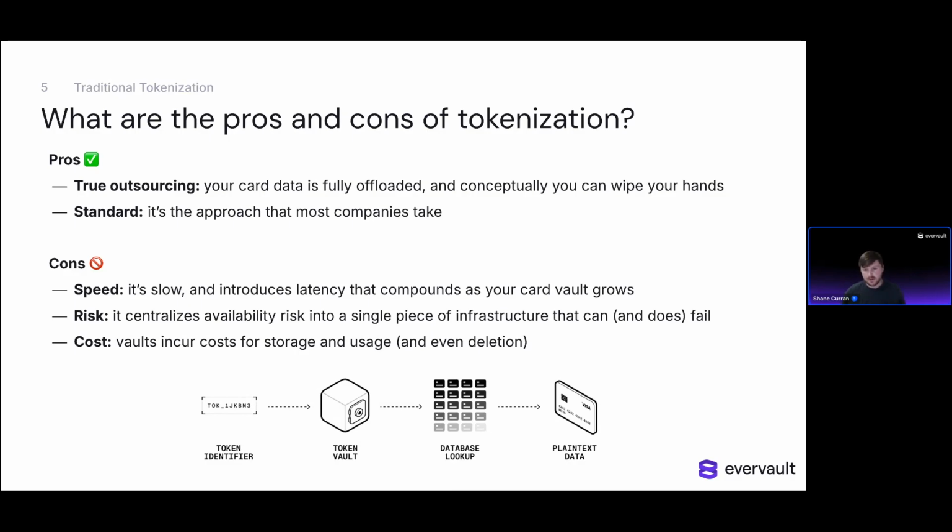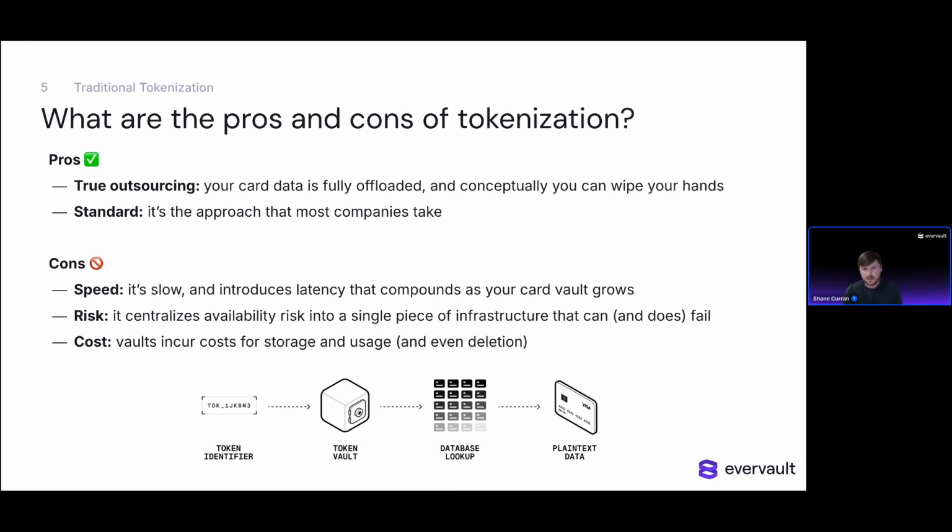And as a result, when there's an outage with the vault provider, typically there's also an outage with payment processing, unless you've implemented a multi-vault strategy, which some larger companies will do, but the vast majority of companies that are looking at doing card tokenization typically don't, both for complexity and cost reasons as well.